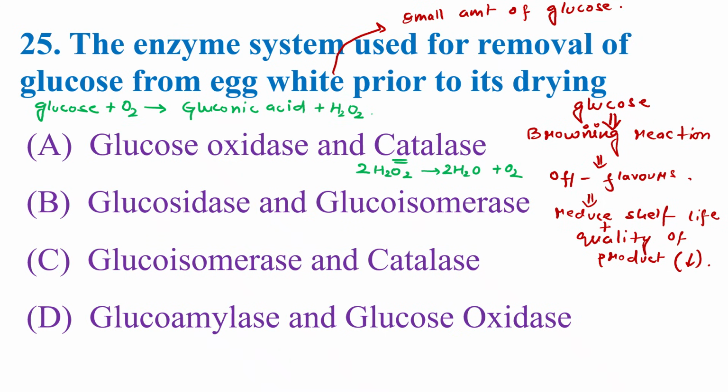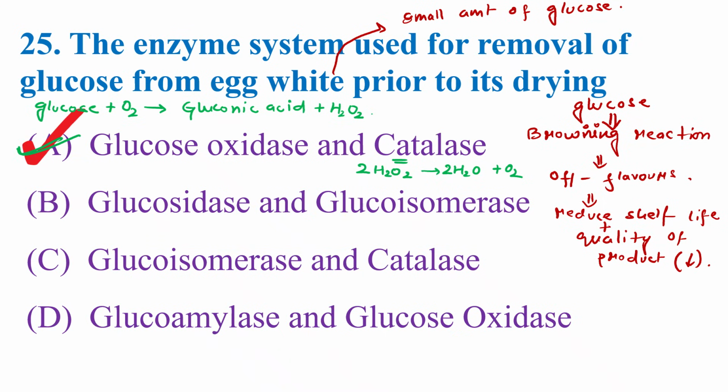Now this will prevent the hydrogen peroxide from damaging the proteins in the egg white. So together these two enzymes will remove the glucose safely before the drying process. So my correct option is option number A, that is glucose oxidase and catalase.